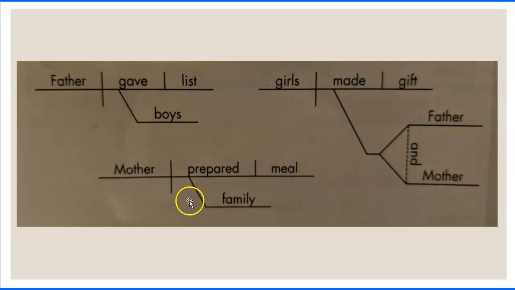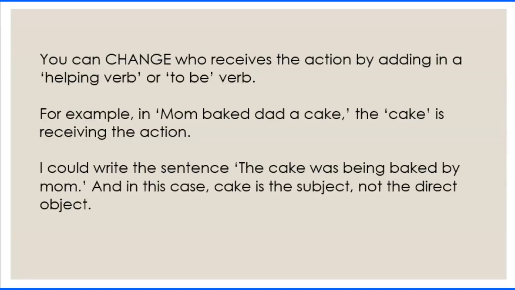And then the last one, mother prepared the family a meal. Mother prepared what? Meal. Who did she prepare it for? The family. So hopefully that clears up any confusion on how to do the indirect object. It's always going to drop down off the verb. So it's one of those consistent rules. You're going to drop the indirect object off the verb, not the direct object. Okay? All right.